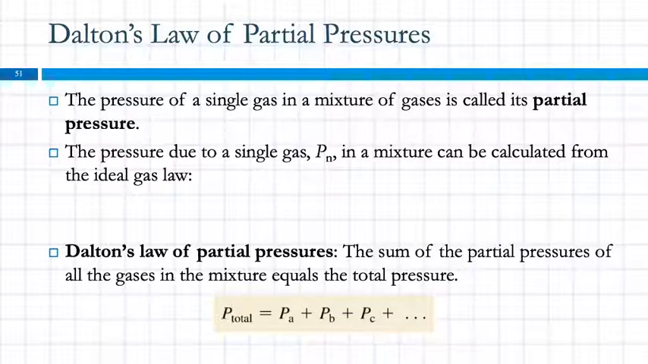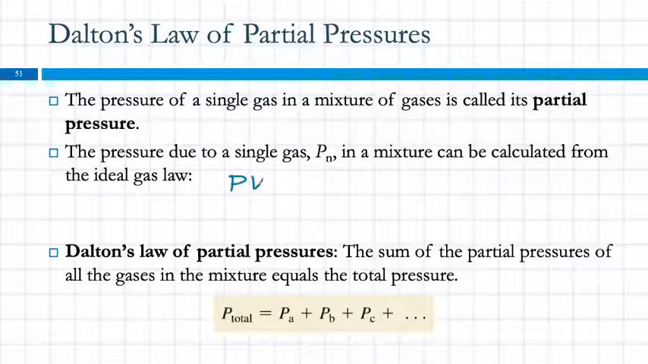So John Dalton studied mixtures of gases, and we have what's known as John Dalton's law of partial pressures. So what's a partial pressure? Well, an individual gas in a mixture of gases exerts its own pressure. That pressure is part of the pressure exerted by the entire gas. So it's a part pressure, a partial pressure. We could calculate the pressure due to a single gas, and we could call that Pn, where n is the individual gas, by using the ideal gas law.